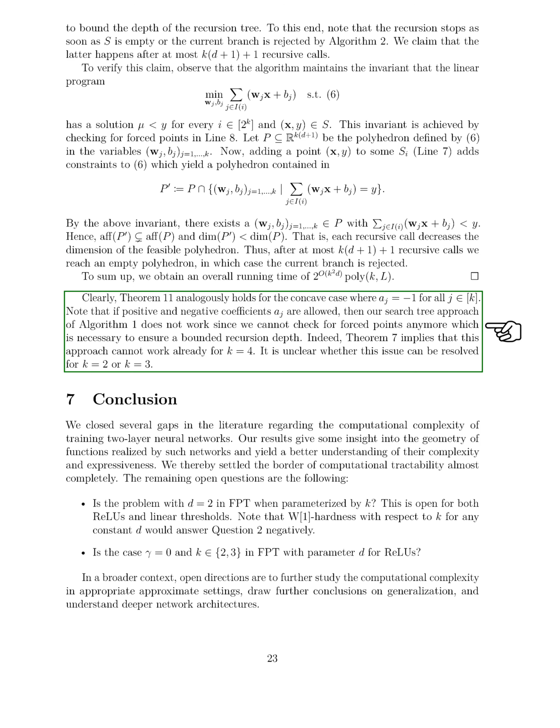This result also holds for the concave case where all coefficients are -1. However, if positive and negative coefficients are allowed, our search tree approach does not work since we cannot check for forced points anymore, which is necessary to ensure a bounded recursion depth. It is unclear whether this issue can be resolved for 2 or 3 hidden neurons.